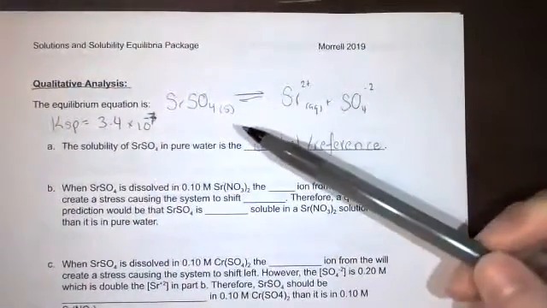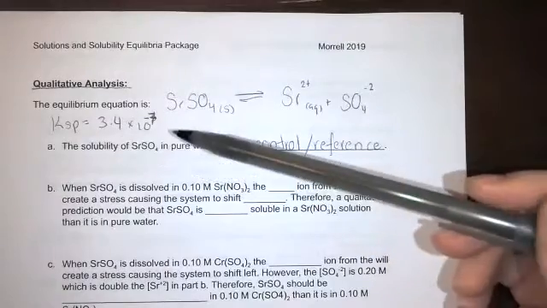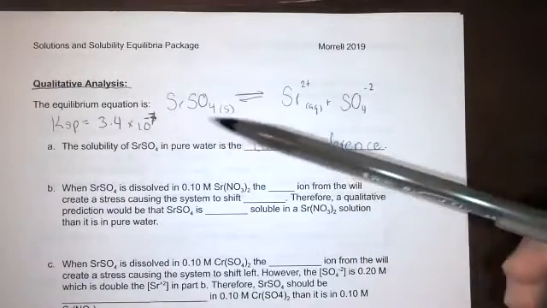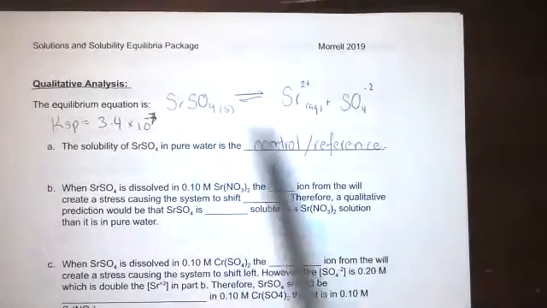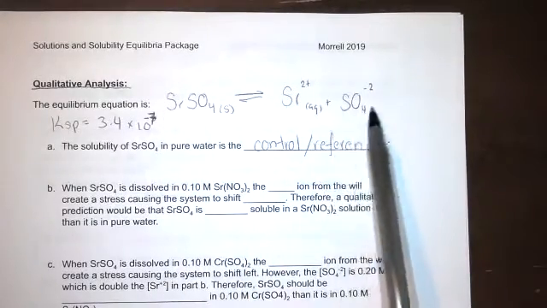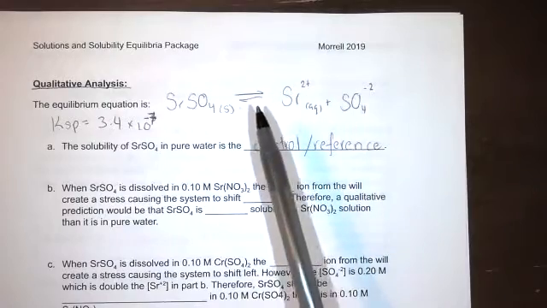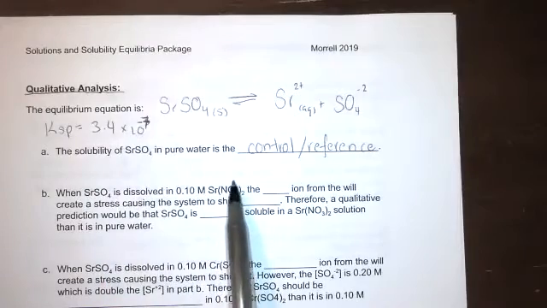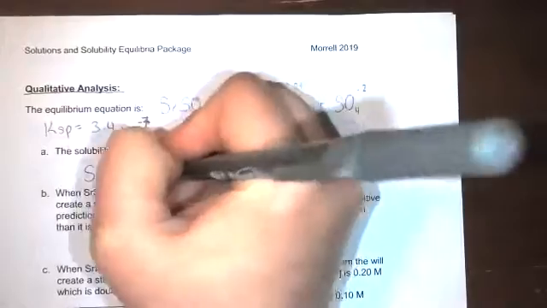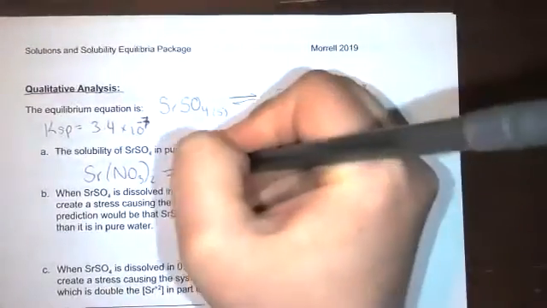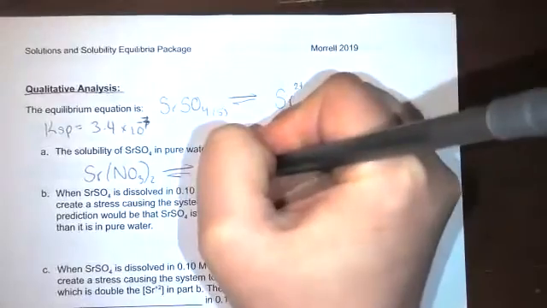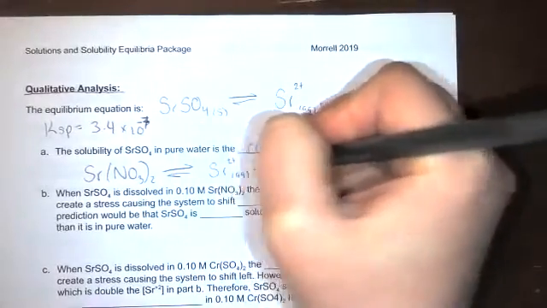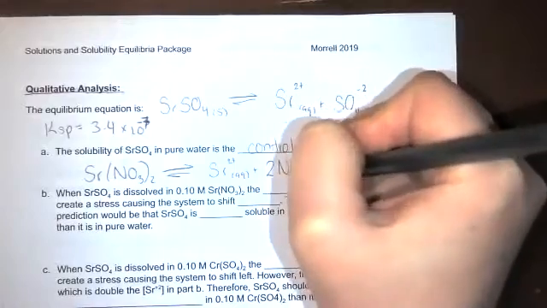So in our first example, when we're adding strontium sulfate to pure water, this is going to be used as a control. We're only going to be dealing with this equilibrium equation. We aren't going to be adding any extra ions. In our second, our strontium sulfate is dissolving in strontium nitrate. So here, if we just draw our strontium nitrate solution, what's going to be happening there is our strontium nitrate is going to dissociate into strontium ions, make sure this is balanced, and nitrate ions.